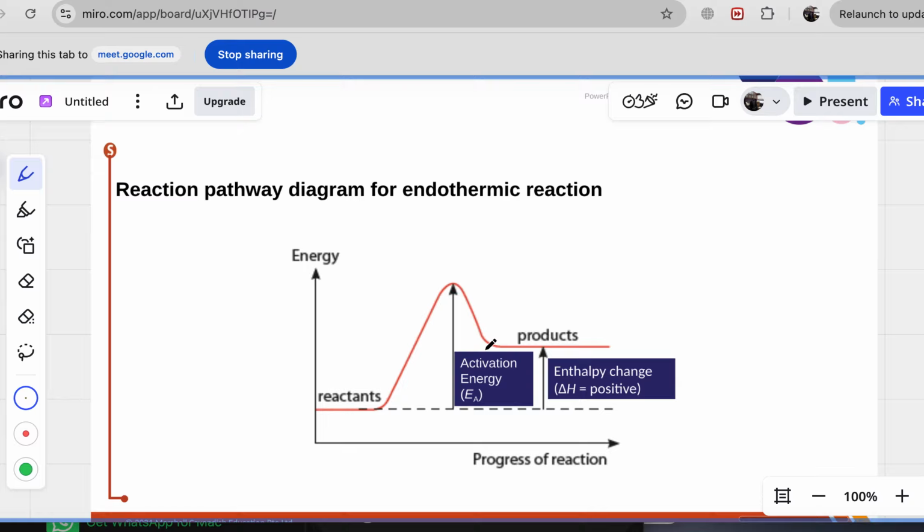Nitrogen to nitrogen triple bond. Why is it a triple bond? Because nitrogen's atomic number is 7, right? The first shell has 2, the second shell has 5. It requires 3 electrons to complete the second shell, so it needs 3 electrons, and that makes it a triple bond. Nitrogen to nitrogen triple bond.